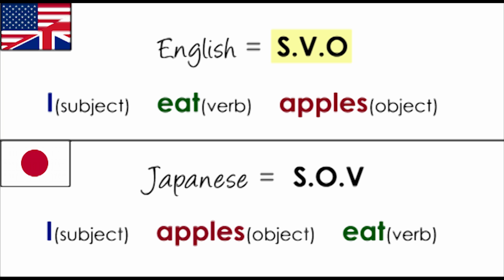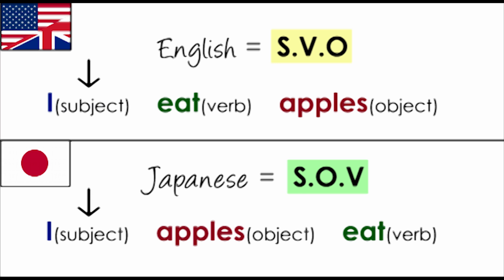However, Japanese is known as an S.O.V language, meaning that the subject comes first, then the object, and finally the verb. So we get I apples eat. Here the order is subject, object, verb. As you can see, what both languages have in common, besides consisting of a subject, a verb, and an object, is that the subject is placed at the beginning of the sentence. This is usually the case for both English and Japanese sentences.